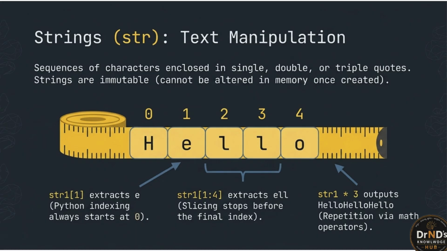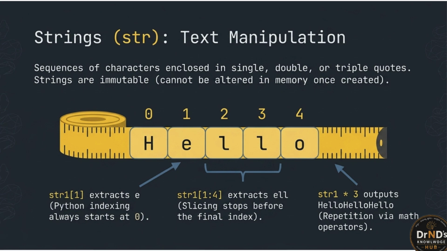Accessing individual characters. Suppose we have str1 is equal to, inside quotation marks, hello. If we write str1 in the bracket 1, Python retrieves the letter located at index 1. The result is E. Remember, indexing always begins with 0. This is an important concept that beginners should practice frequently.